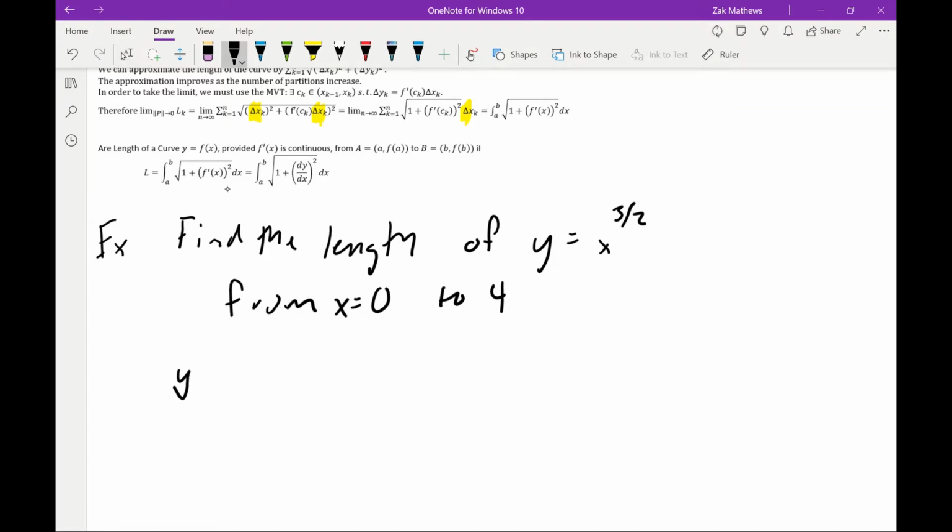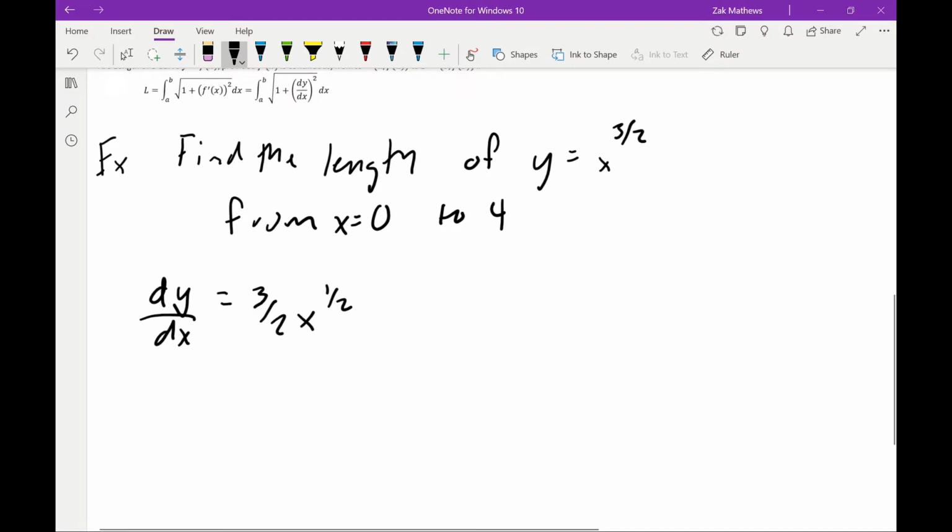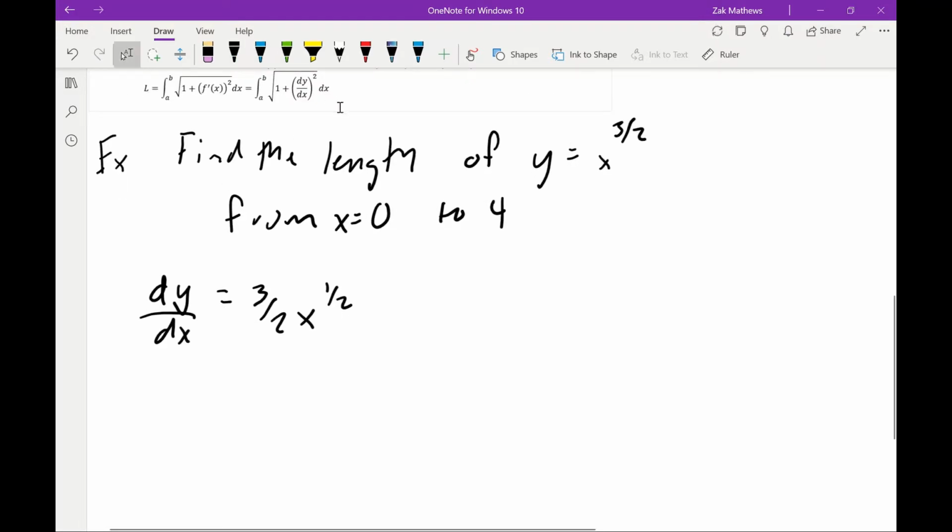So let's find the derivative, y prime, or if we want to think of it as f prime of x or dy dx, however we want to express it. We need the derivative of that equation. dy dx is 3 halves x to the 1 half. All right. And the other thing I like to do is we are going to have to square. I think it's sometimes easier just to square before we put into our integral. It just makes it a little bit easier. So if I square it, 3 halves squared is 9/4. x to the 1 half squared is just x.